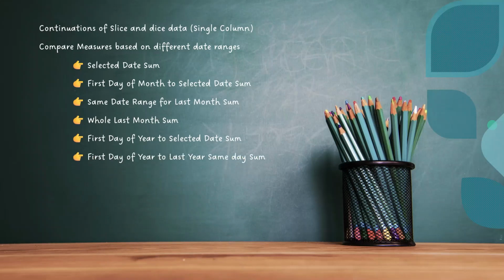And also calculate the first day of the year till the same date last year, which is aggregation of data based on January 1st of last year till the same date of last year, along with full last year data aggregation. These different data aggregations we'll try to display on a single sheet without using SQL. So, without delay, let's start our tutorial.